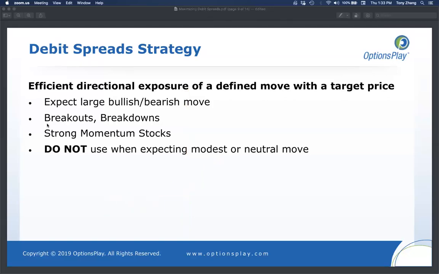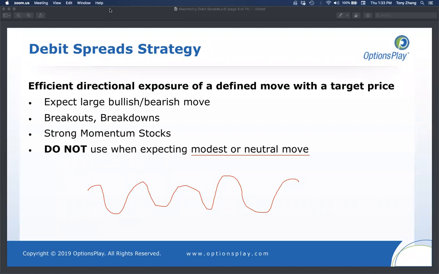So many times you might have a stock that's breaking above a resistance level or breaking down below a support level. Typically on strong momentum stocks, these are suitable. The only scenario where you should not use a debit spread is when you expect a modest or neutral move. And what I mean by that is many times you might have a stock that just trades within a range, right? Where you see that the stock is just trading within a range.